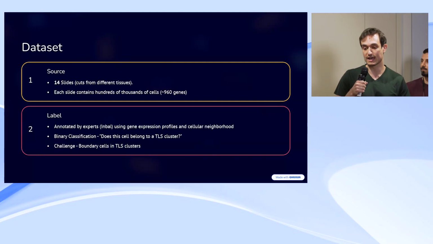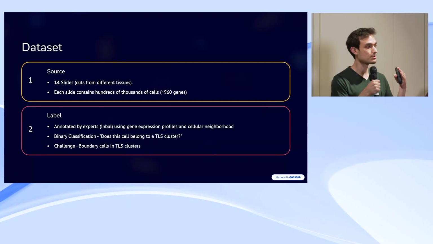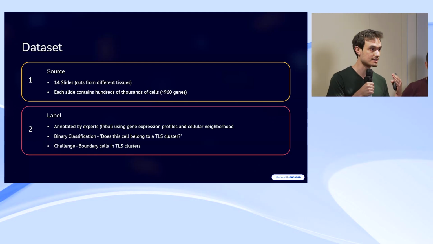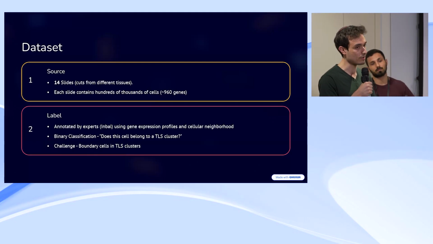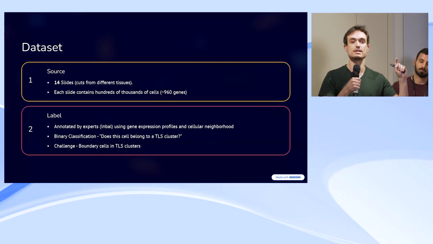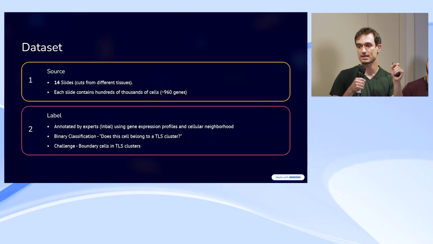So what was the data set we had? As I mentioned, we have these slides. We have 14 different slides cut from different patients, different hospitals. Each slide has hundreds of thousands of cells. Those are the rows, with roughly 960 genes. Those are the columns. And then the label is whether each cell is a TLS cell or not.